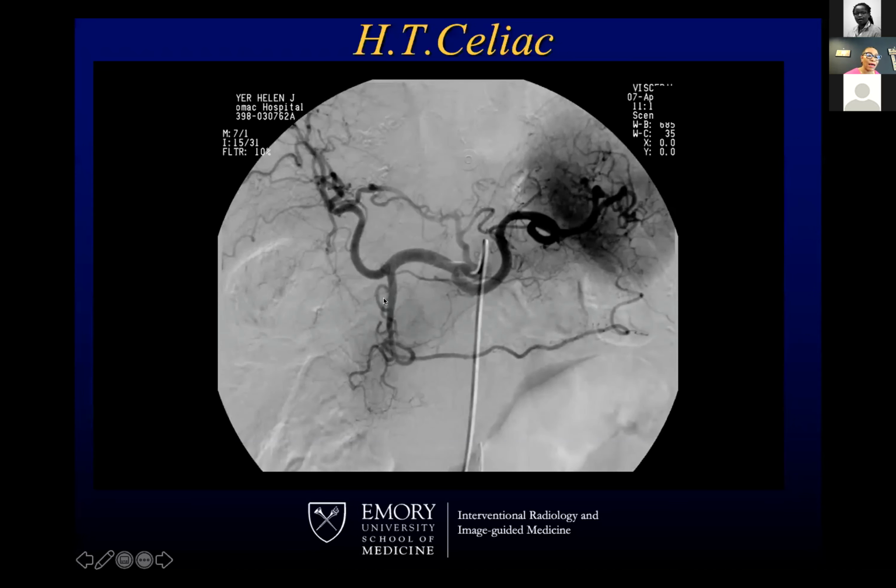GDA, oh, gastroduodenal artery. Fantastic, okay? All right, what about this blood vessel here? One of the main branches of the celiac. Splenic artery. Fantastic. How about this vessel here?